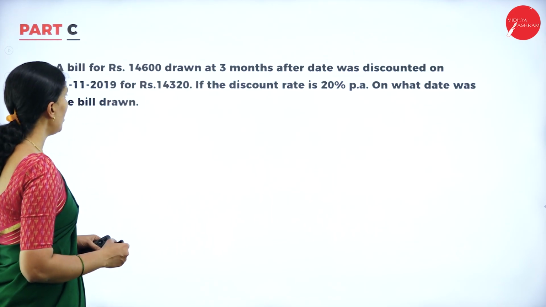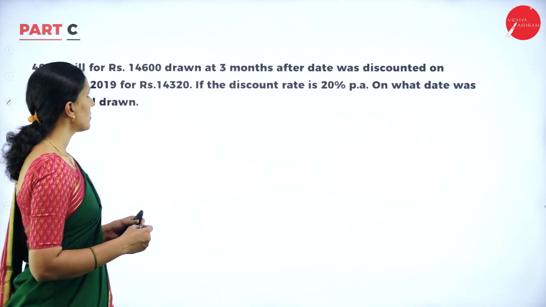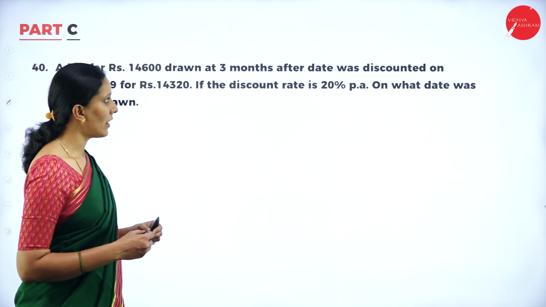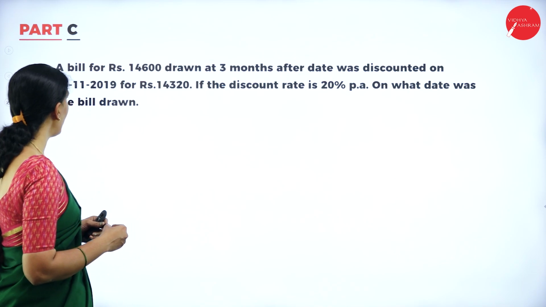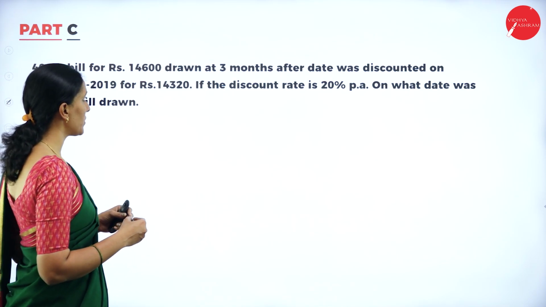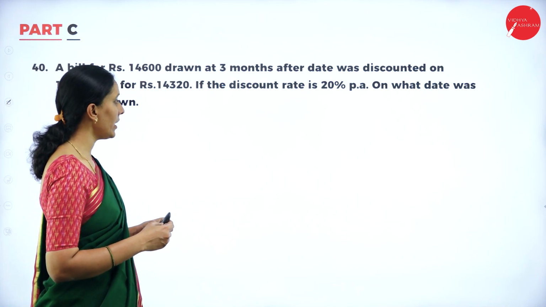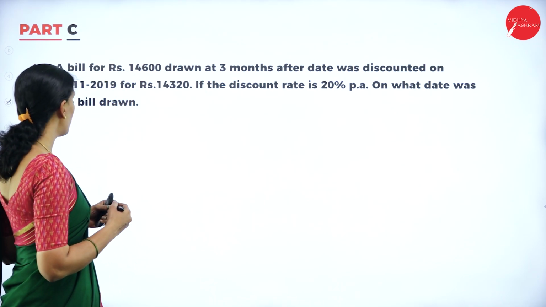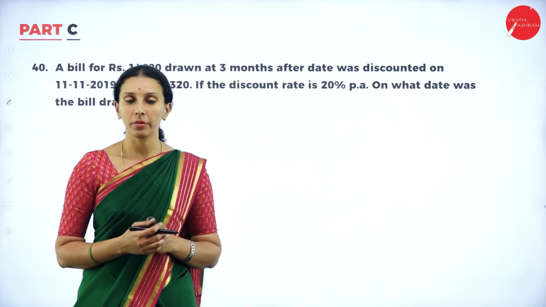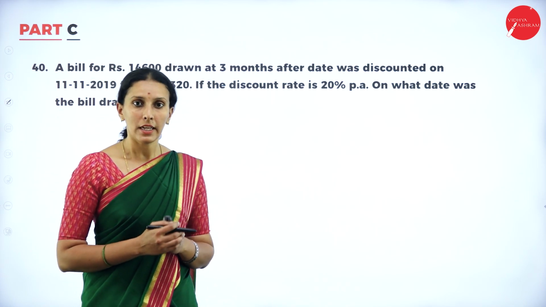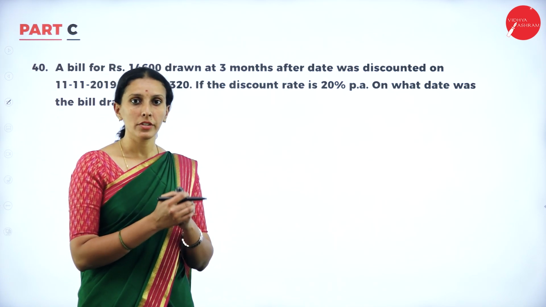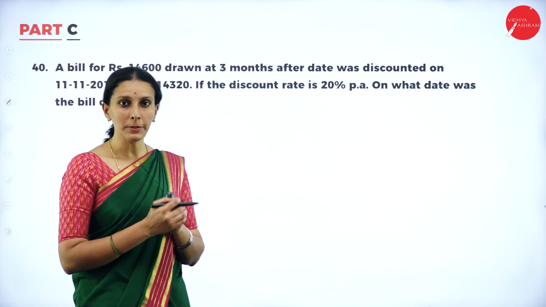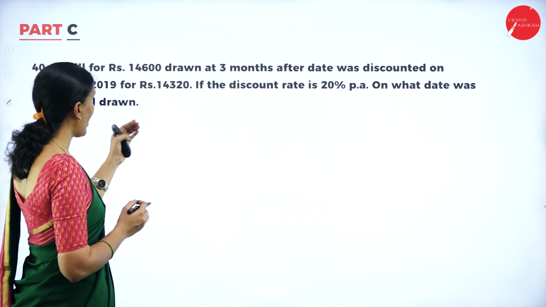Next, a bill of rupees 14,600 drawn at 3 months after date was discounted on 11/11/2019 for rupees 14,320. If the discount rate is 20% per annum, on what date was the bill drawn? This is a question from the chapter bill discounting. That means you have one question for 3 marks from the chapter bill discounting. So let us write the data.